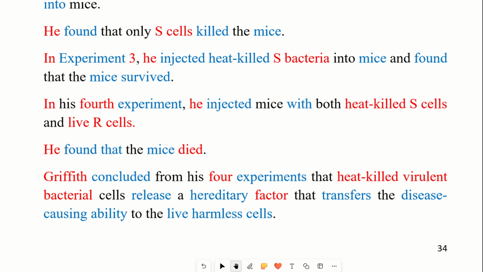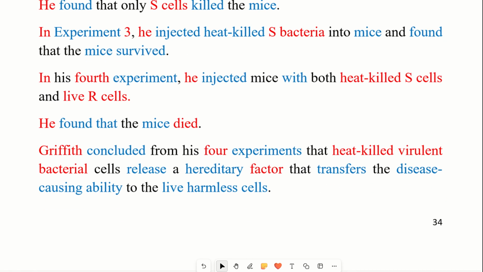So in his fourth experiment, he injected mice with both heat killed S cells and live R cells. He found that the mice died. Why did the mouse die? Griffith concluded from his fourth experiment that heat killed parent bacteria cells release a hereditary factor that transfers the disease-causing ability to the live harmless cell.